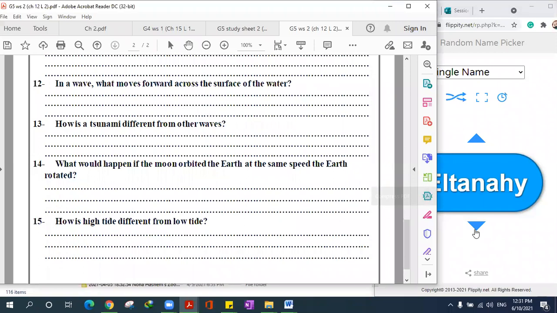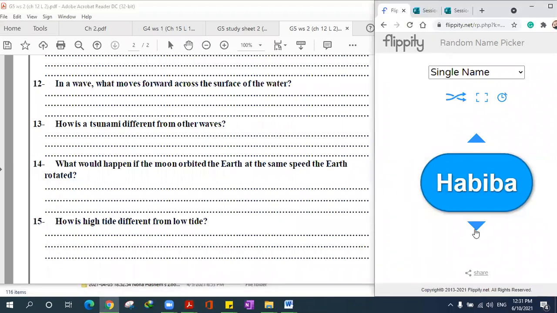Number 14, we have Habiba. Habiba. Habiba.